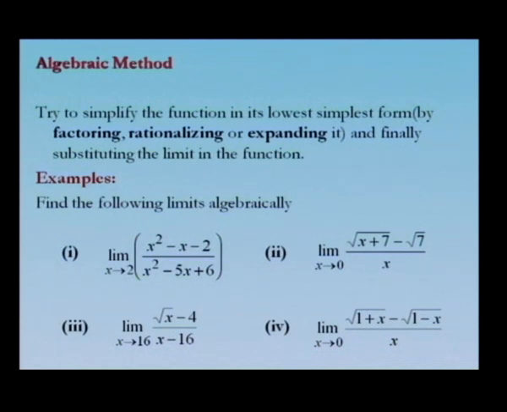And finally substituting the limit in the function. Just consider these examples. First, limit x tends to 2, (x square minus x minus 2) upon (x square minus 5x plus 6). Second, limit x tends to 0, (under root x plus 7 minus under root 7) upon x. Third, limit x tends to 16, (square root x minus 4) upon (x minus 16). Fourth, limit x tends to 0, (square root 1 plus x minus square root 1 minus x) upon x.